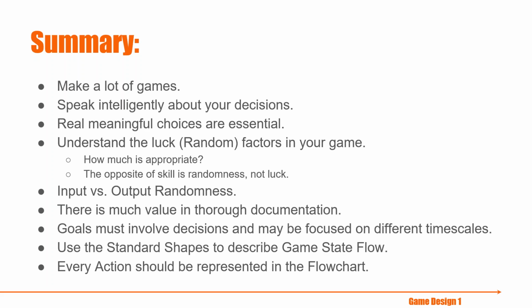Use the standard shapes to describe the game flow. Remember that we used the process, which is a rectangular shape. We used the parallelogram, which is the player decision. We used the conditional shape, which is the diamond. And we use the circle, which is the go-to shape. Remember that every action, rule, and goal should be represented in the flowchart.